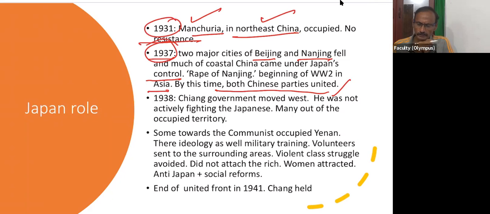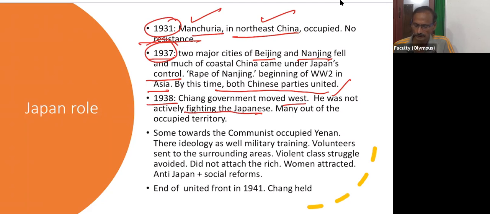Both of them were thinking in terms of what would happen after Japan was defeated. Okay. And also the way communists and nationalists fought against the Japanese was vastly different. Chiang's government moved west in 1938, and he was not actively fighting the Japanese.